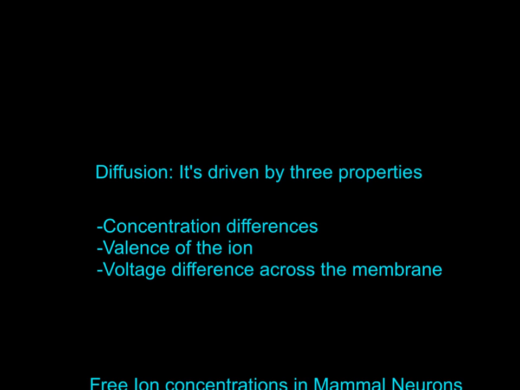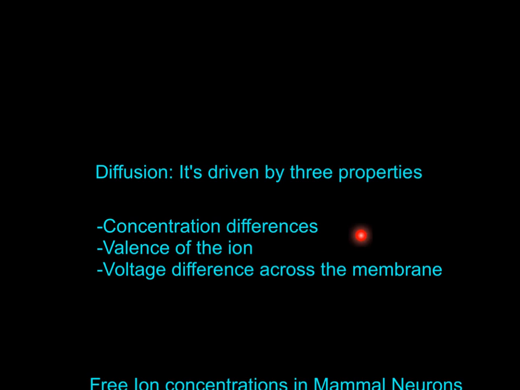So this is Neurophysiology Notes number 2, so let's go over diffusion. It's driven by three properties: the concentration differences, valence of the ion, and voltage difference across the membrane. Concentration differences is just, for example, if there's a higher concentration of sodium outside the cell than inside. Valence of the ion is talking about, for example, sodium is a +1 charge, and calcium is, for example, a 2+ charge. And the voltage difference across the membrane helps you understand that there will be a greater diffusion, for example, if there's a greater voltage difference.